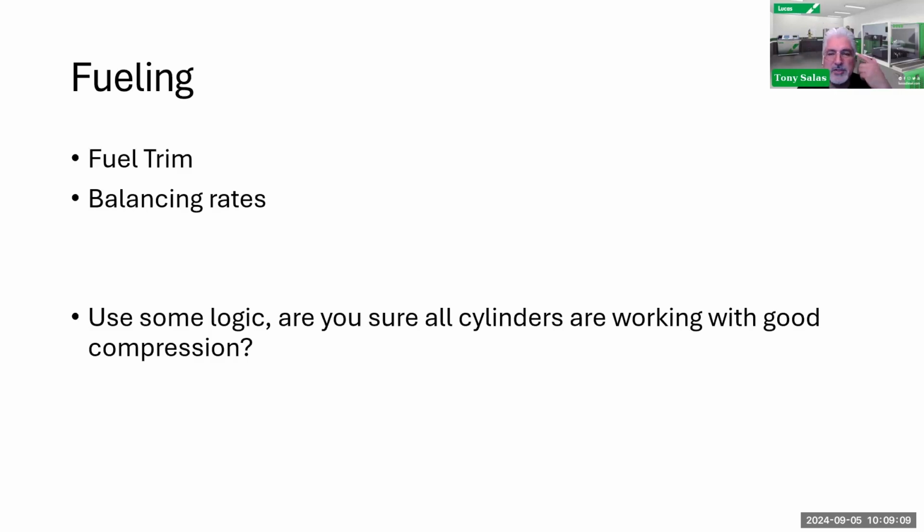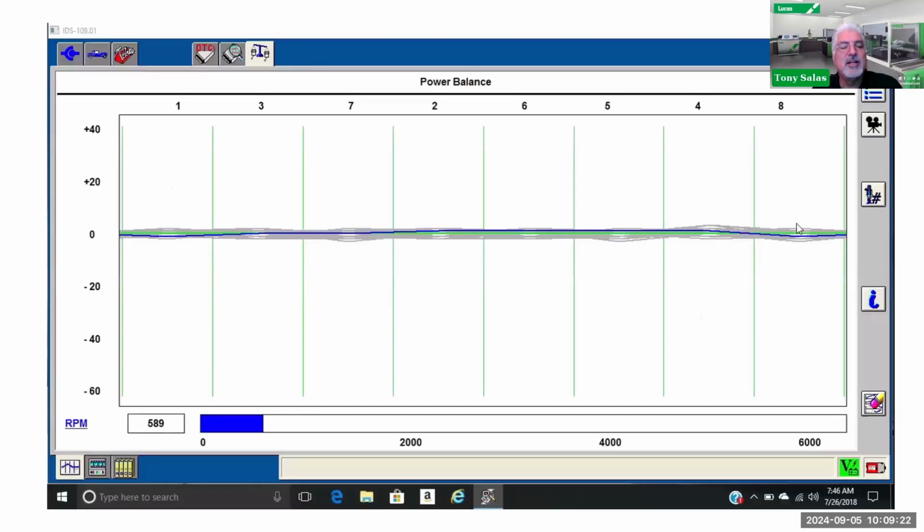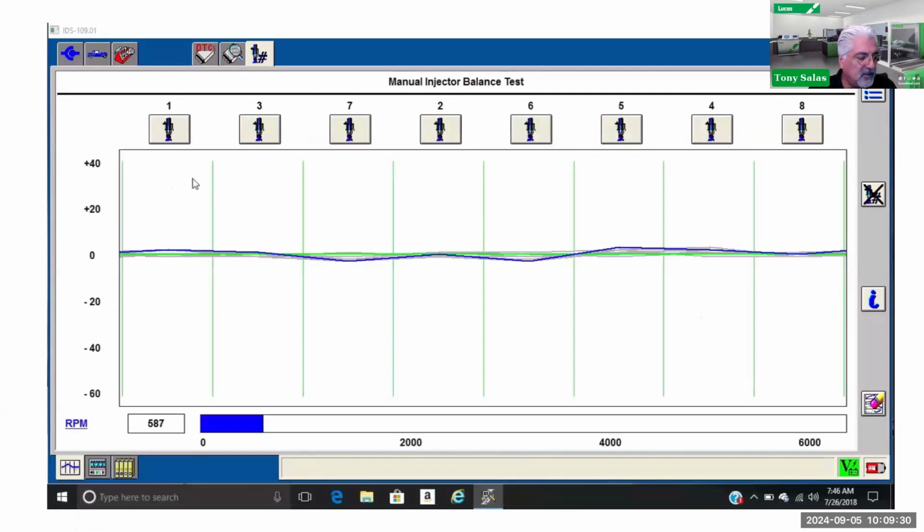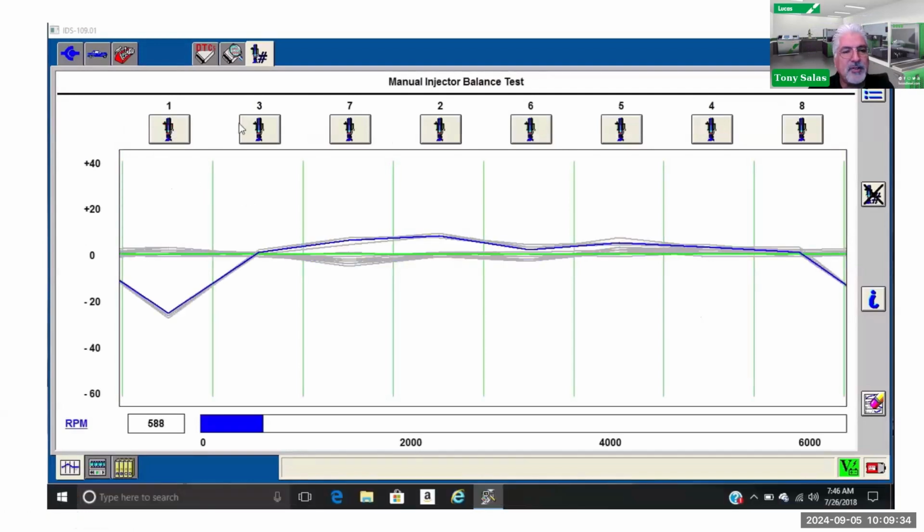So in this case, use la cabeza, like we say in Spanish. Use the head, because you're using your logic, because something as basic as: are you sure that all the cylinders have good compression? Hmm. So many scan tools nowadays have stepped up to the plate. I actually love my Power Strokes. Does this look familiar?